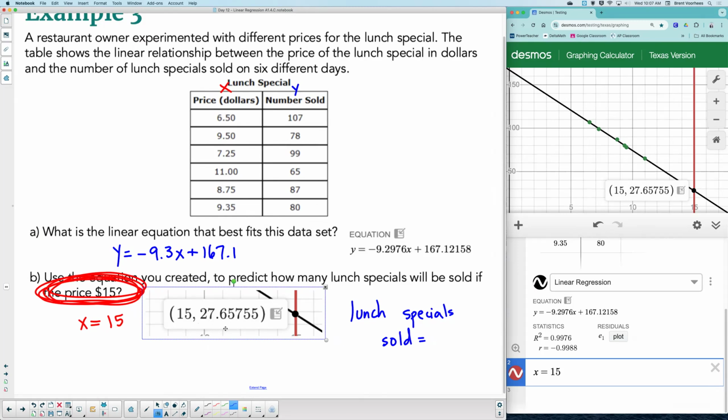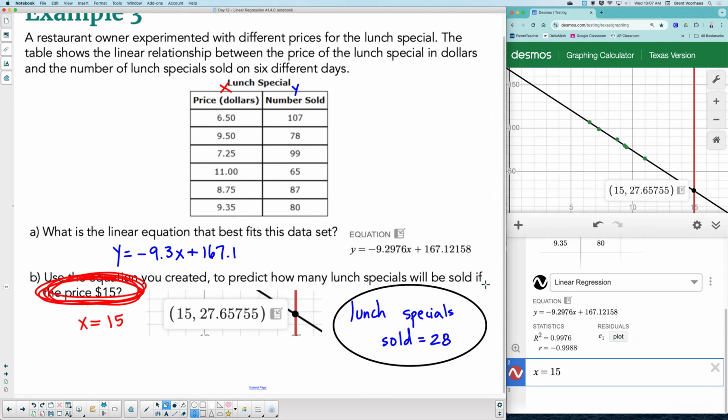Which number do you look at to choose 28? You're looking at the 6. Is 6 5 or more, or is the 6 4 or less? 5 or more. So that would be the answer to this question. Make sense on how I did that? Okay. Yep, that is your answer. The lunch specials sold would be 28.